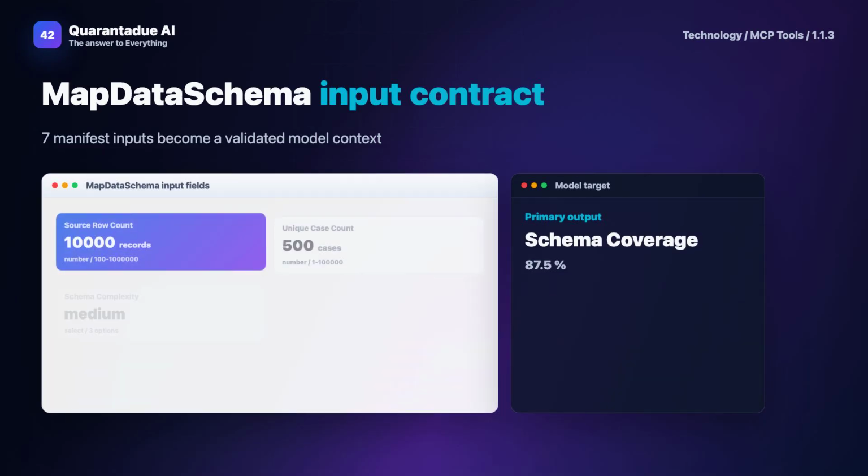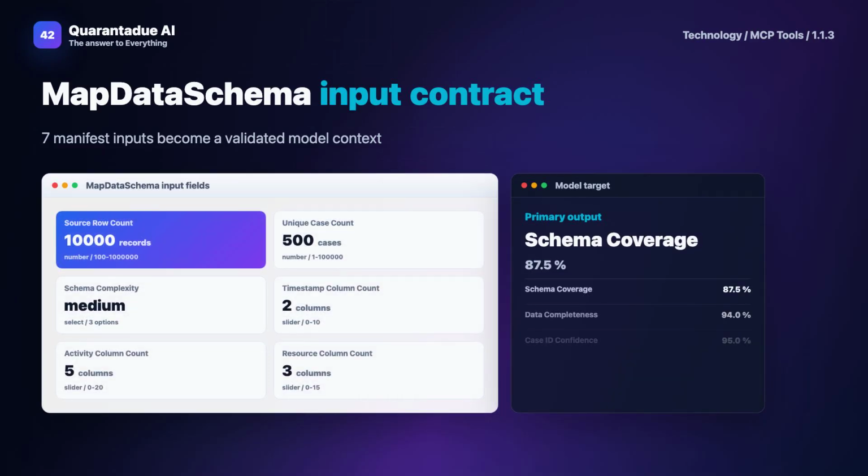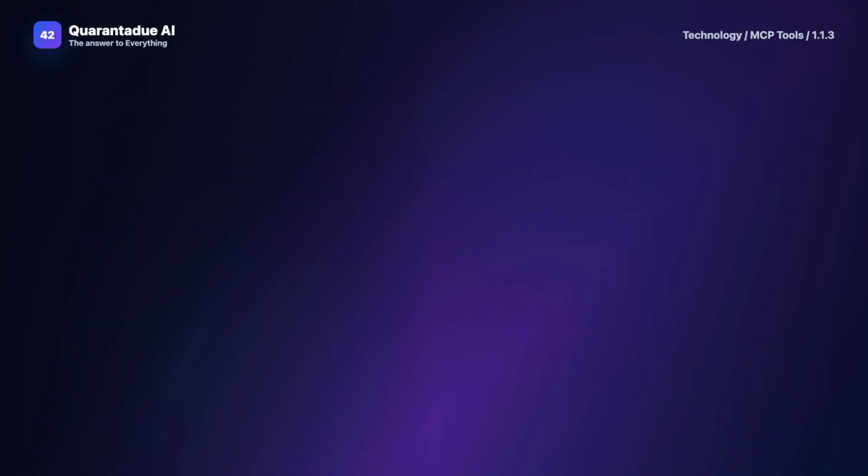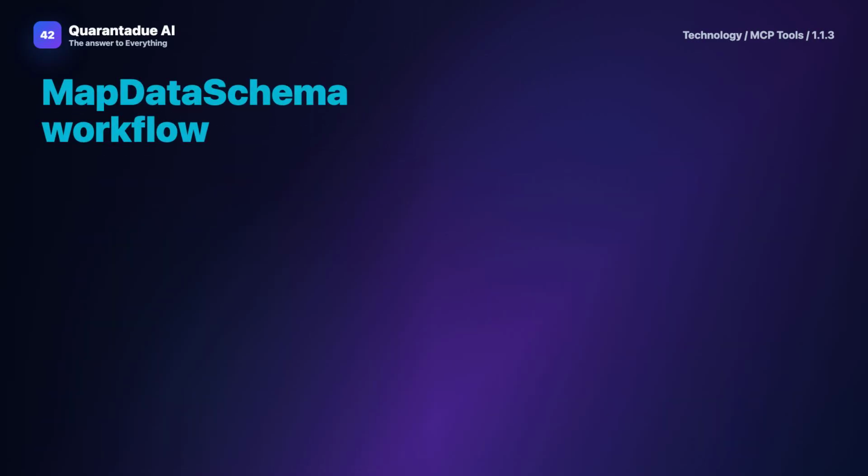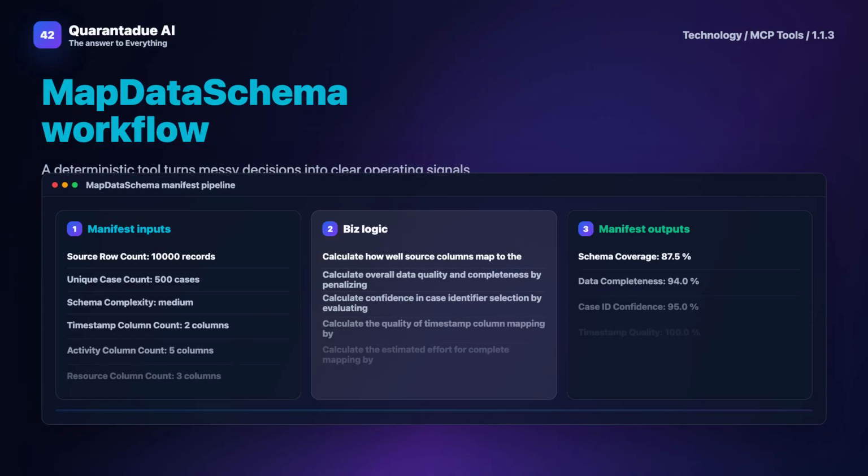The workflow then applies calculate how well source columns map to the standard schema by assessing the presence and quality of timestamp, activity, and resource columns, weighted by schema complexity. Calculate overall data quality and completeness by penalizing null values in key columns and adjusting for case density, unique cases per total rows. Calculate confidence in case identifier selection by evaluating uniqueness ratio and adjusting for null percentage in candidate columns.